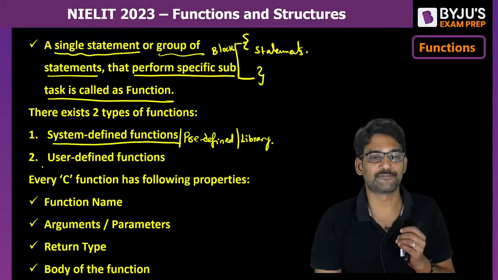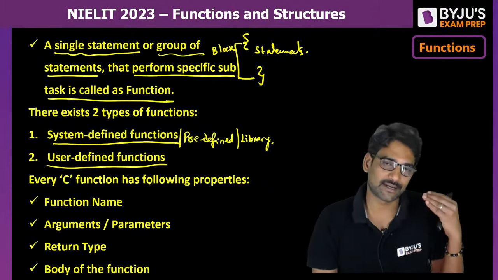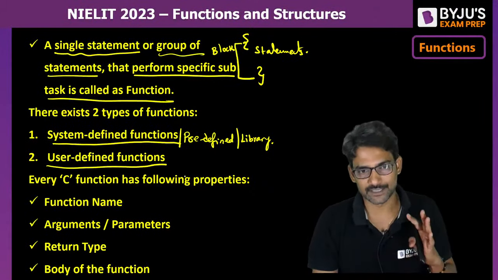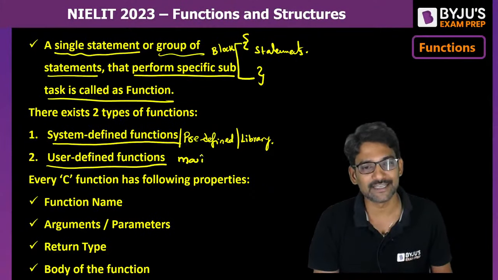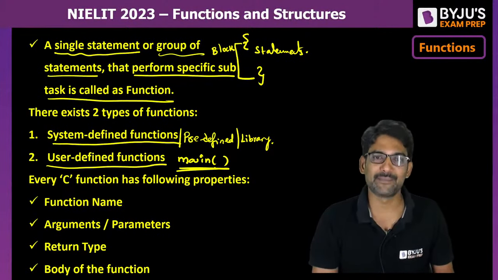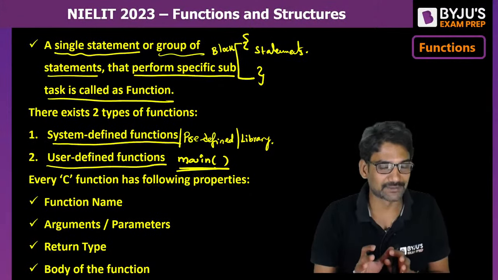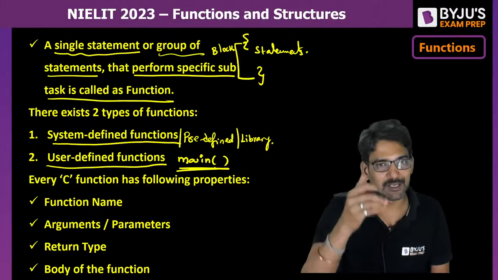And user defined function, which we create. The functions which already exist, the functions which we create. The best example for user defined function is, guys, main is user defined function. Don't be surprised. Maybe some students might think that main is there in every program, so main must be predefined or library function. No, never. Main is always user defined function.